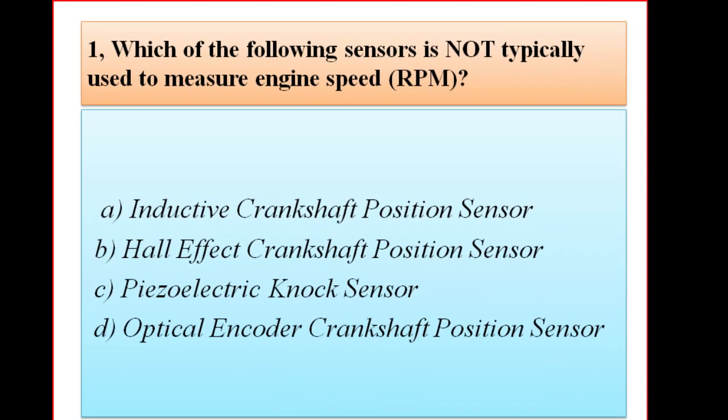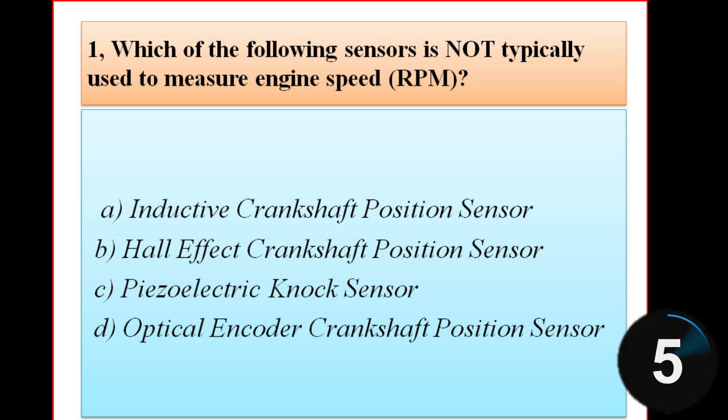Which of the following sensors is not typically used to measure engine speed, RPM? A. Inductive crankshaft position sensor. B. Hall effect crankshaft position sensor. C. Piezoelectric knock sensor. D. Optical encoder crankshaft position sensor.